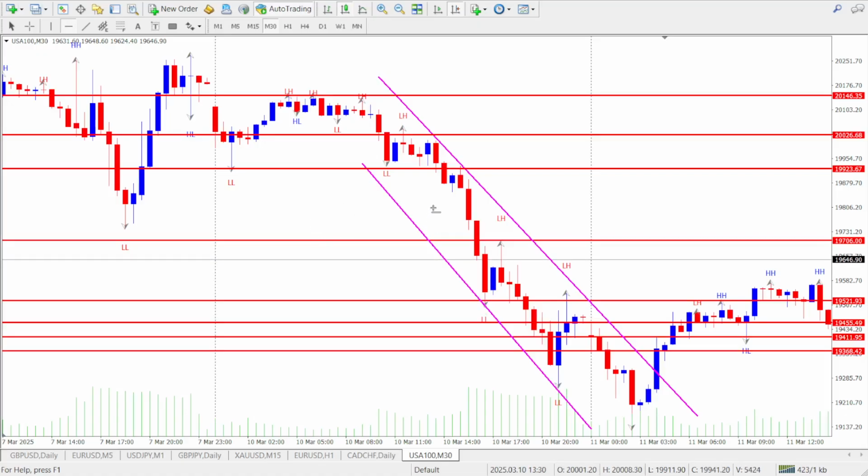These price points are essential in determining the market's direction, but they can sometimes be hard to spot, especially in a fast moving market. So that is where this indicator steps in.